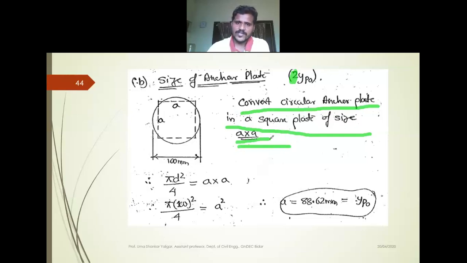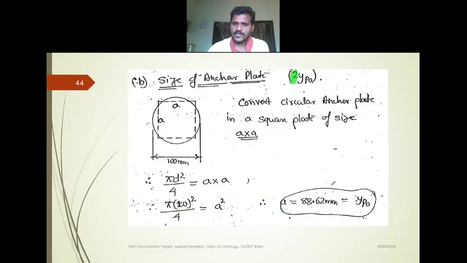In the square plate, the size is a by a, whereas in the circular plate the area is π/4 d square. If you substitute the diameter of 100 mm given in the question, you will get the square plate size a equal to 88.62 mm. That is equal to Yp naught, because it is the depth of the plate. In this way you can convert from a circular plate to a square plate.